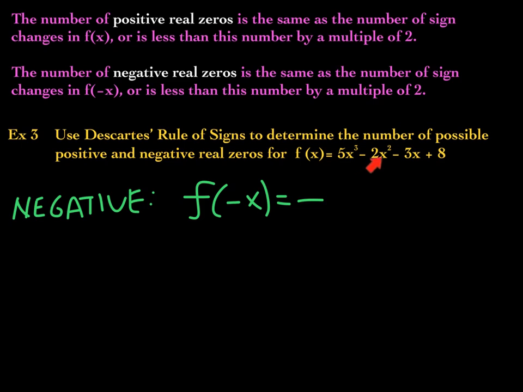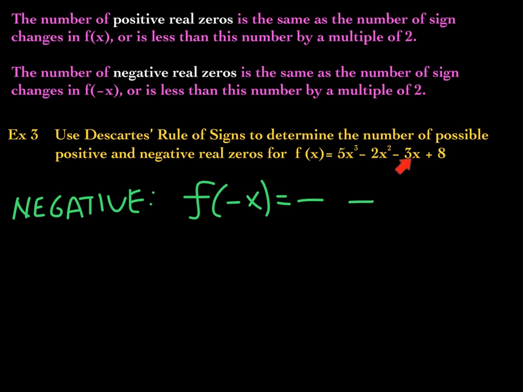Here, the power on x is 2, which is even. So if I let x be negative x, right? That's what this says to do. Negative x squared is the same as just positive x squared, right? Negative x squared is just going to be a positive value because you're raising it to an even power, which means this term will just keep its original sign, which is negative.